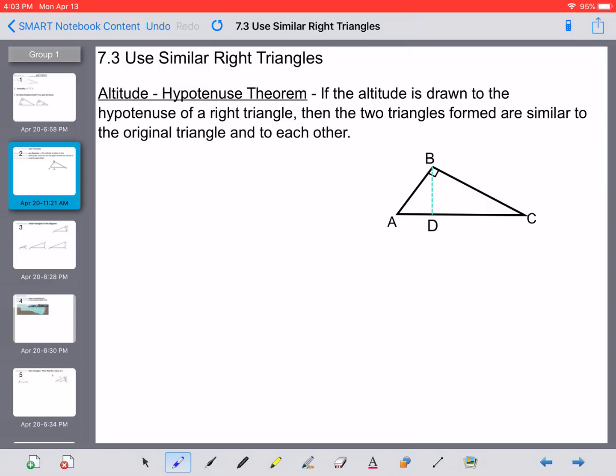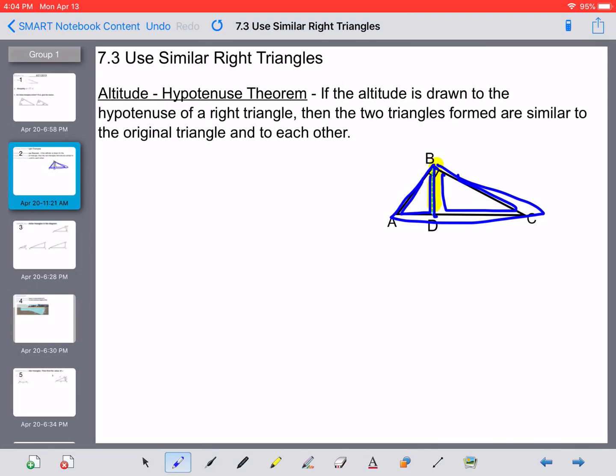Today we're going to talk about the altitude hypotenuse theorem. It states that if the altitude is drawn to the hypotenuse of a right triangle, the two triangles formed are similar to the original triangle. The original triangle is the big one, and it creates two smaller triangles, here and here.